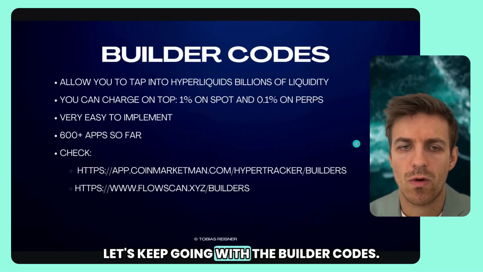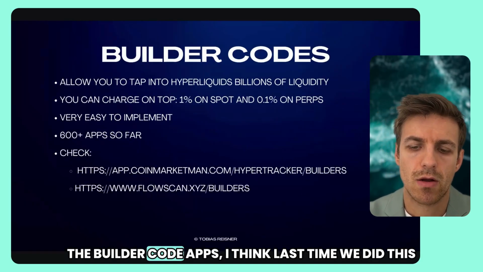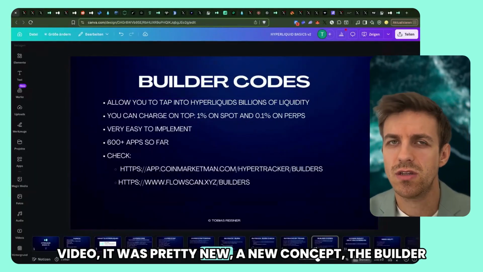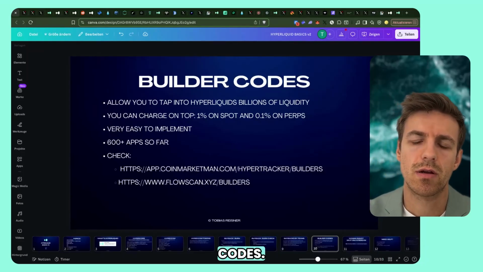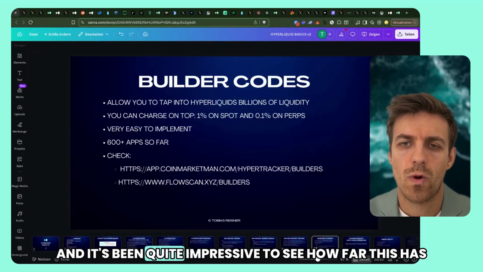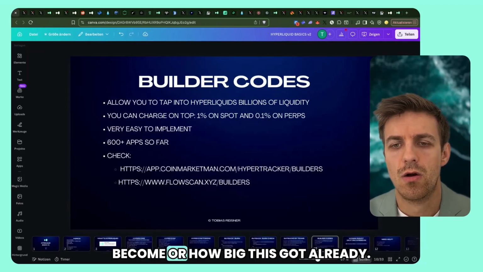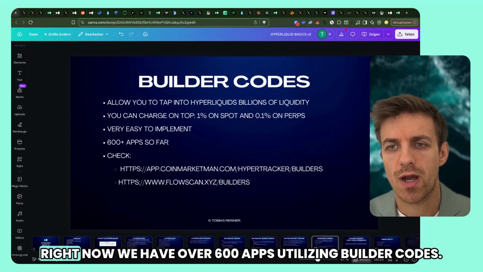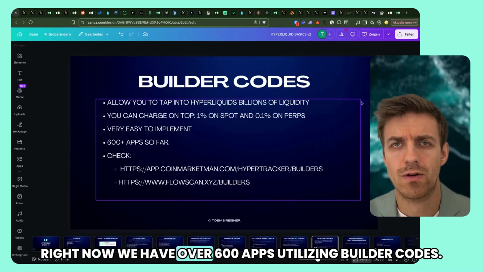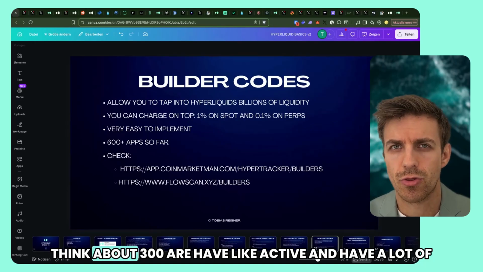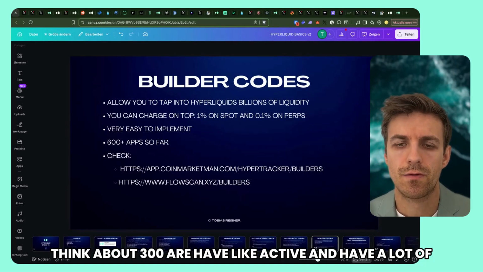Let's keep going with the builder codes. I think last time we did this video, builder codes were a pretty new concept, and it's been quite impressive to see how big this got already. Right now, we have over 600 apps utilizing builder codes. I think about 300 are active and have a lot of users.